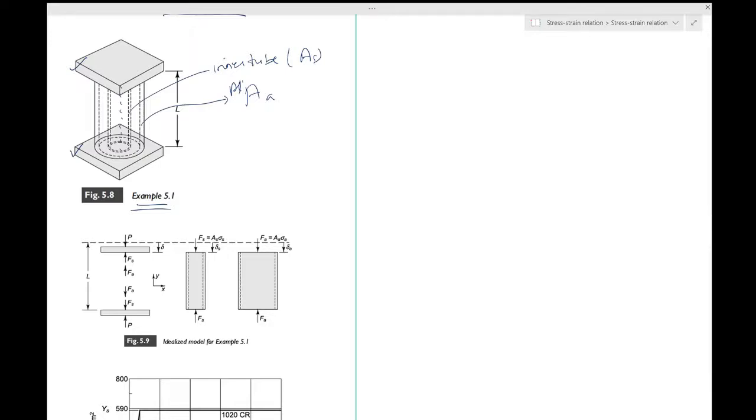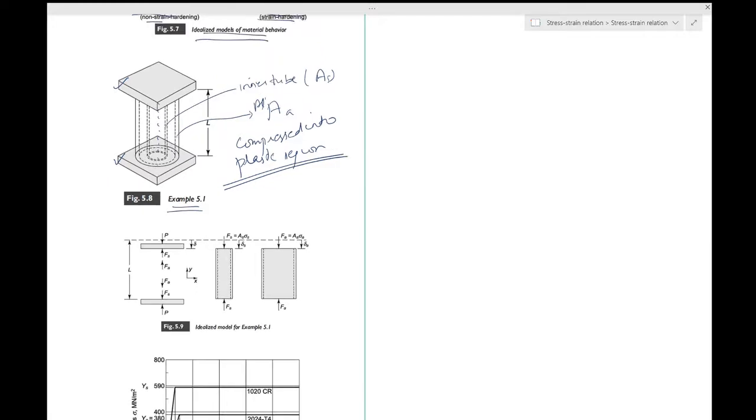We wish to determine the load deflection curve of the overall assembly now. We are not looking at the load deflection curve of the steel or the aluminum tube. We wish to determine the load deflection of the assembly as it is compressed into the plastic region by an axial force, capital P. So let's start with this problem. Let me just pull this one over here.